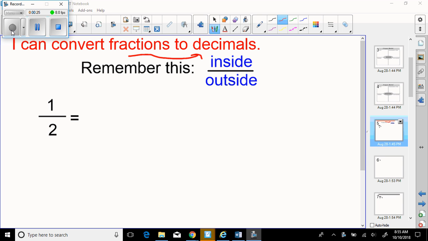All right, so what we are going to do, and this is going to be really important because when you start comparing and ordering fractions, decimals, percents, and scientific notation, you are going to have to know how to change or convert a fraction into a decimal because you are going to be changing everything to decimals before you compare. So this is really important to remember because you're going to have to do some long division. So by remembering inside over outside, you can remember that 1 goes on the inside and 2 goes on the outside when we go to divide.